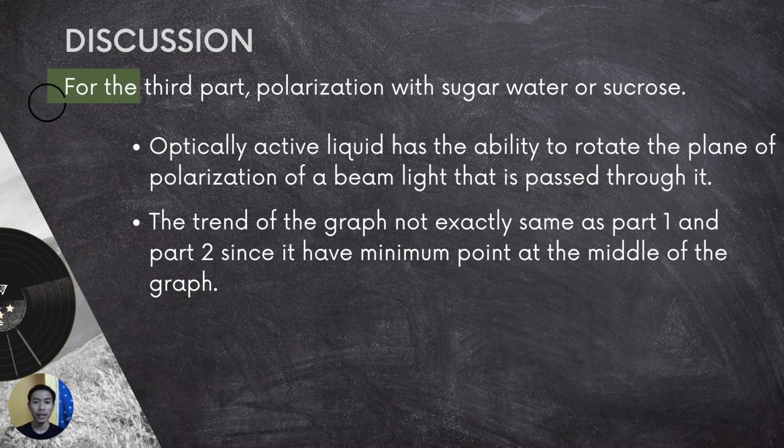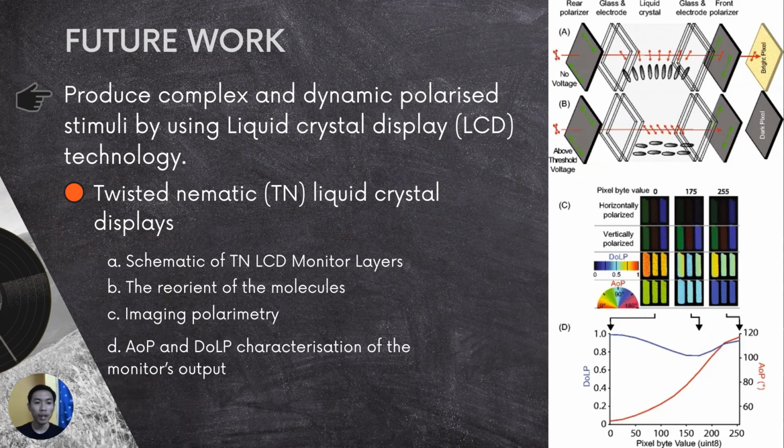So from the graph of light intensity versus time, as the time increases, the angle of the polarized filter attached to the laser rotates from 0 degrees to 180 degrees. We can see there was a slight change or difference in the graph obtained. The trend of the graph is not exactly the same as part 1 and part 2, since it has a minimum point at the middle of the graph. In part 3, the graph decreased first and then increased after a certain time. This is expected since the solution will rotate the plane of polarization. So next we will move to the future work.